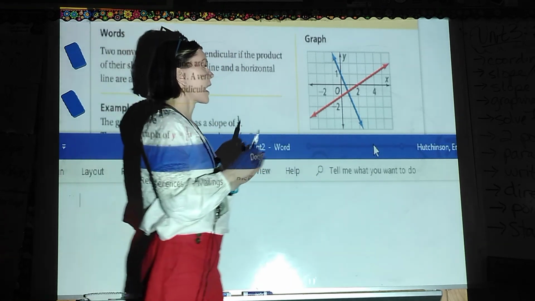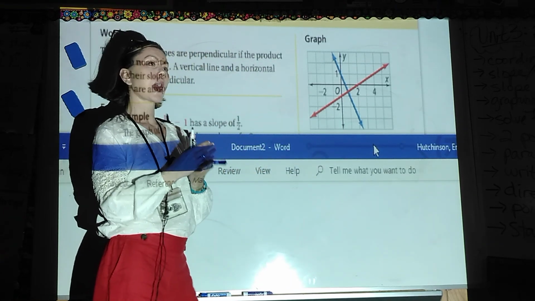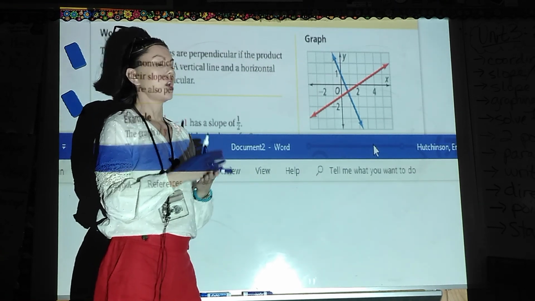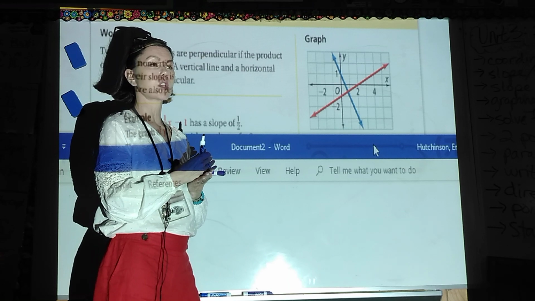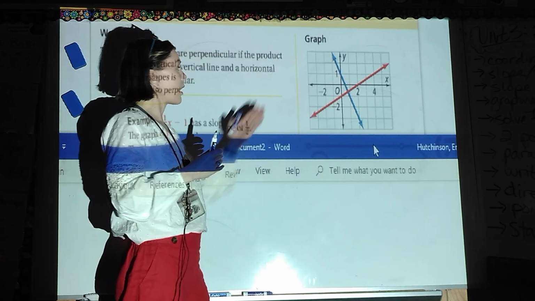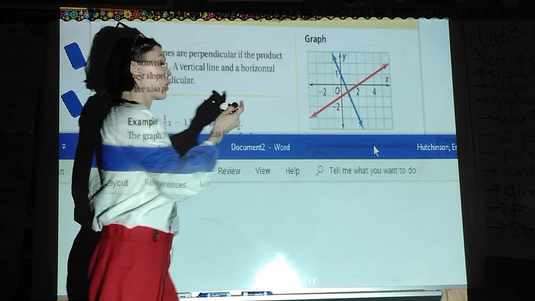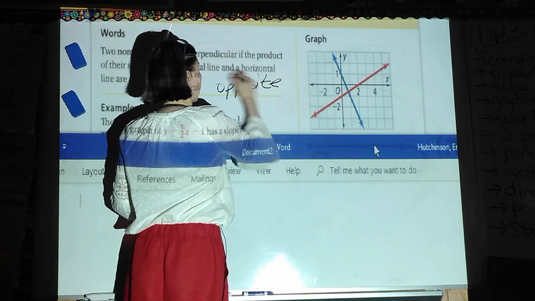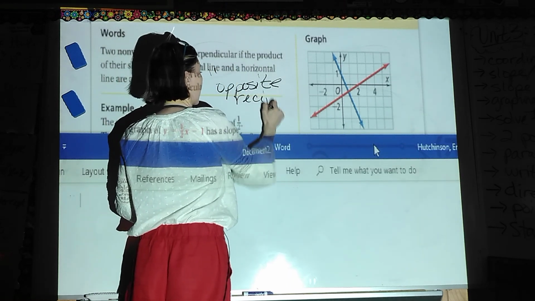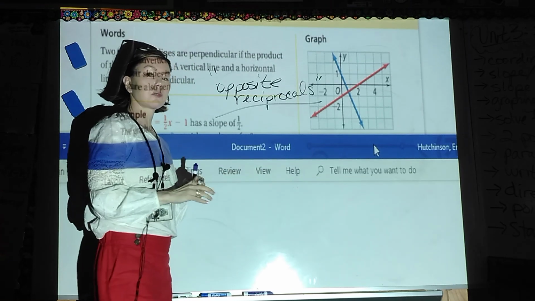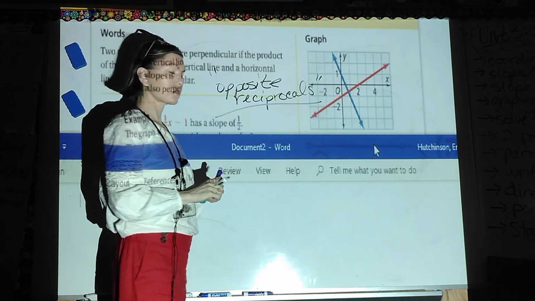Well, they have slopes. Remember with the parallel lines, the slopes are the same slope. Well, with perpendicular lines, we're going to look at the slope again. But the slopes of perpendicular lines are what we call opposite reciprocals. Write this down. Okay, opposite reciprocals of each other.